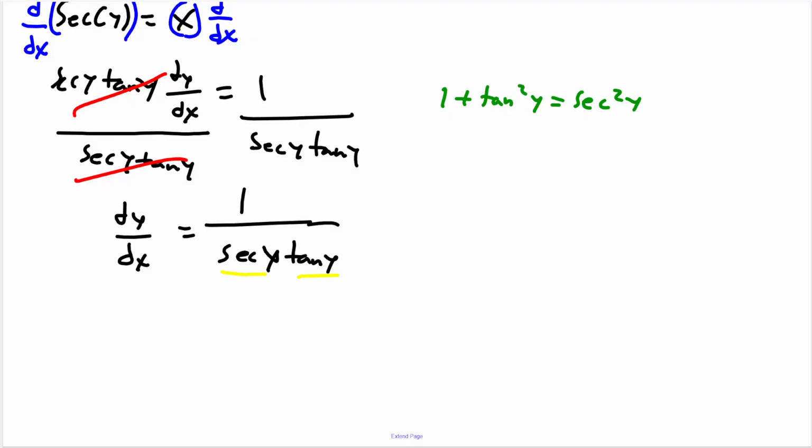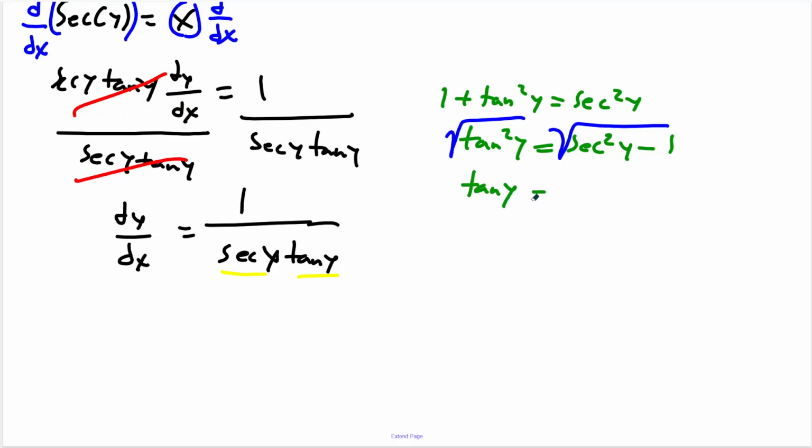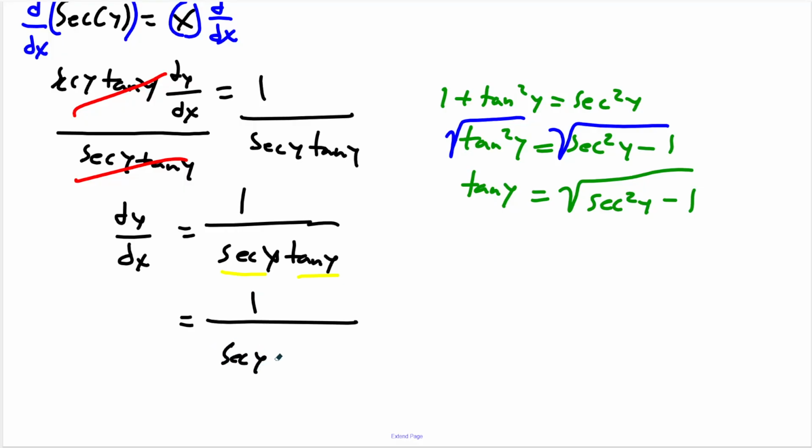So in this case, I want to get this in terms of secant squared of y. So I'm going to isolate tangent squared of y equals secant squared of y minus 1. I want to take the square root of both sides, and I get tangent of y equals the square root of secant squared of y minus 1. So now we can substitute here 1 over square root of secant squared of y minus 1.